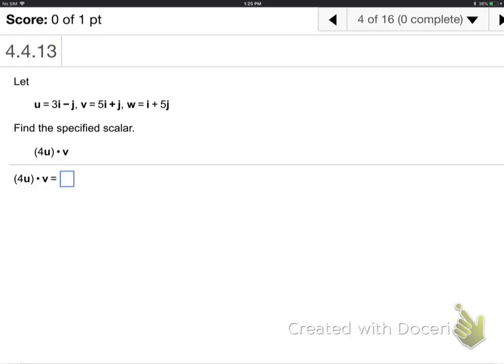All right, the last of the regulars. Then we'll start doing some fancier things, not applications quite yet. Try that for 4u dot v. So start with the parentheses. Find the 4u vector, and then dot it with the v vector.